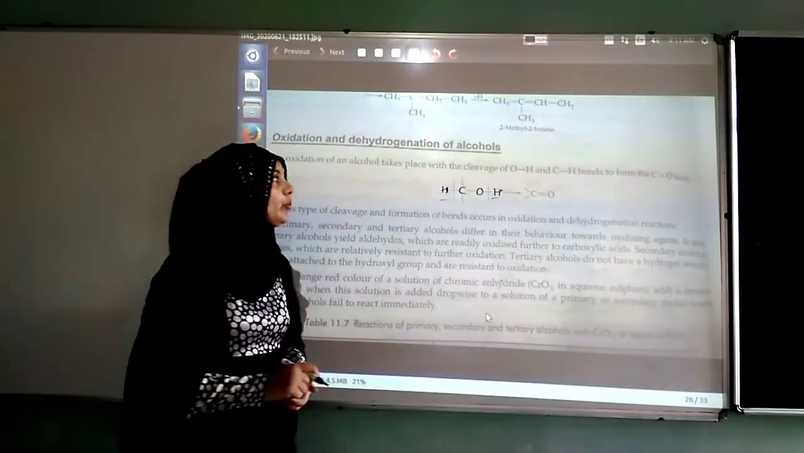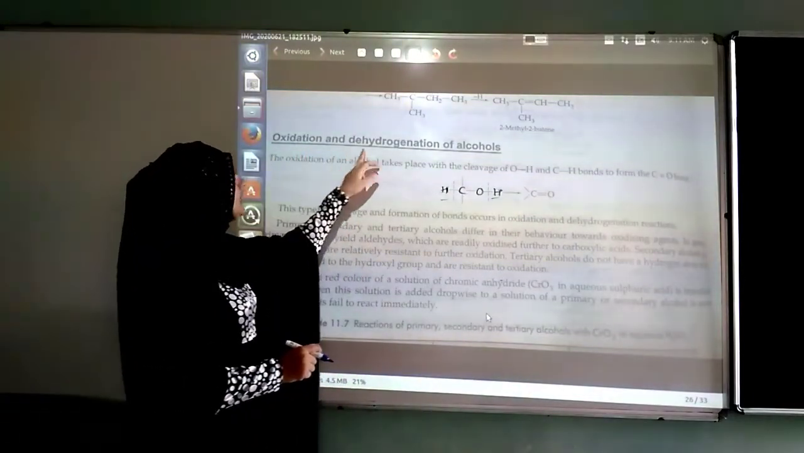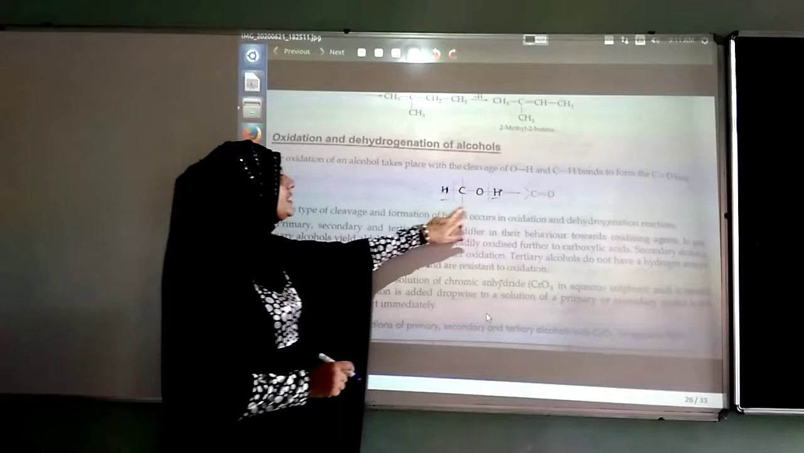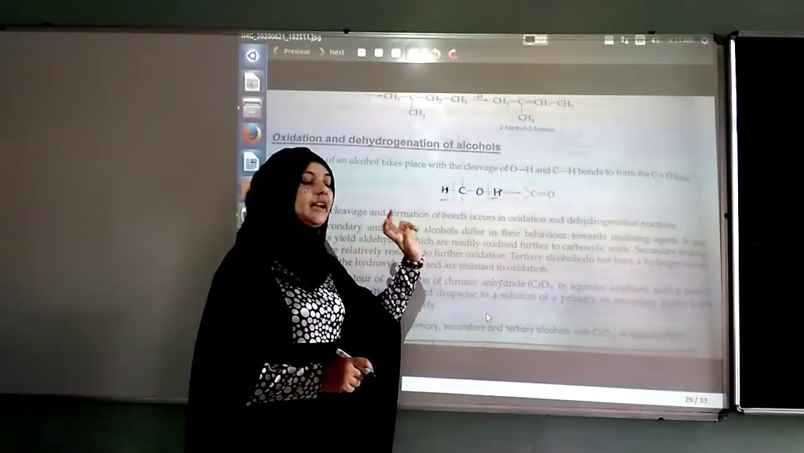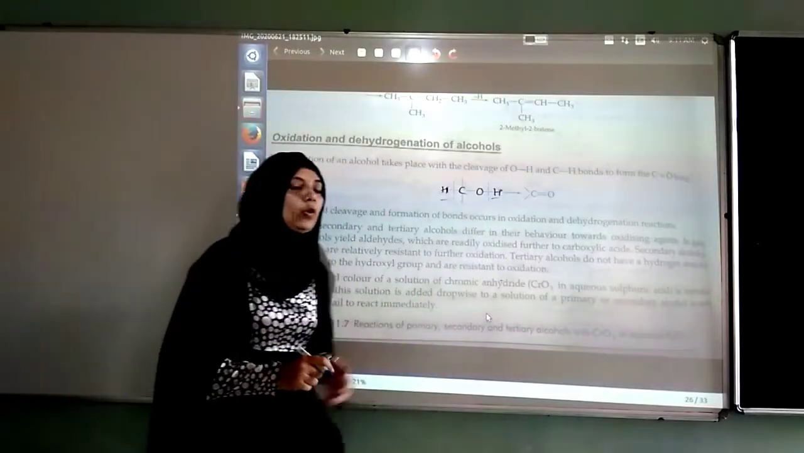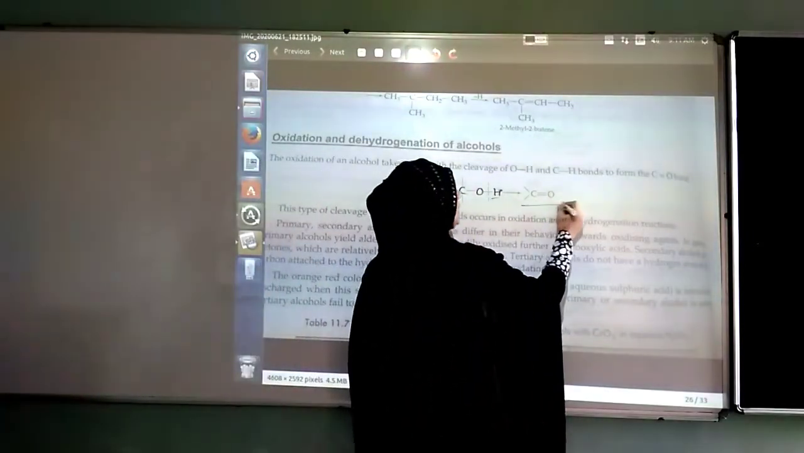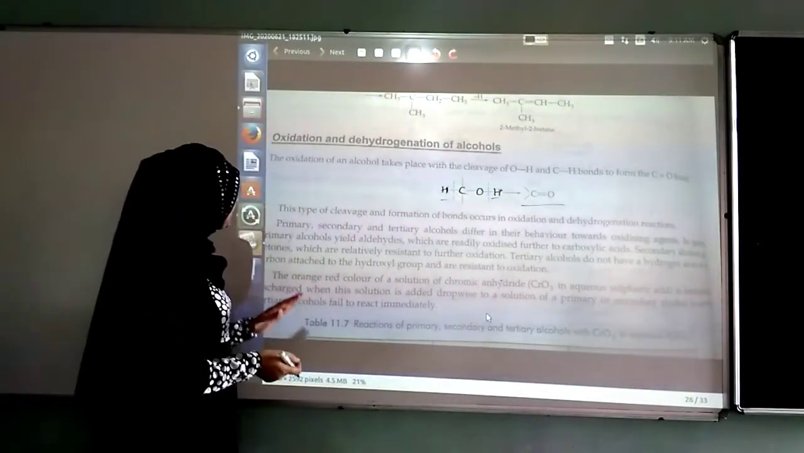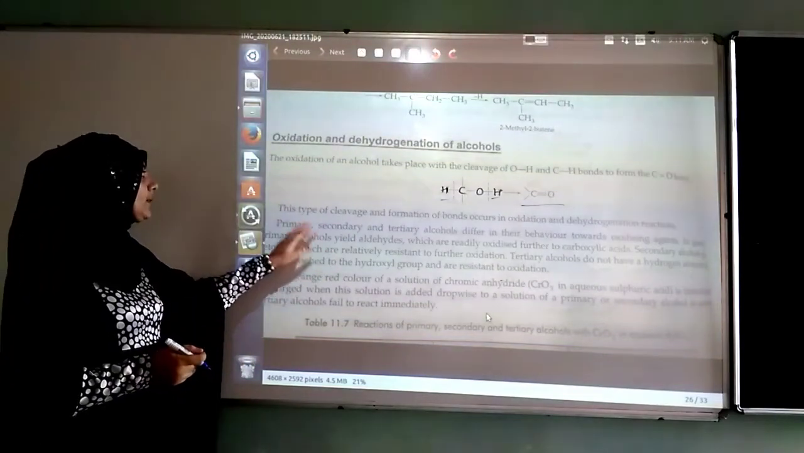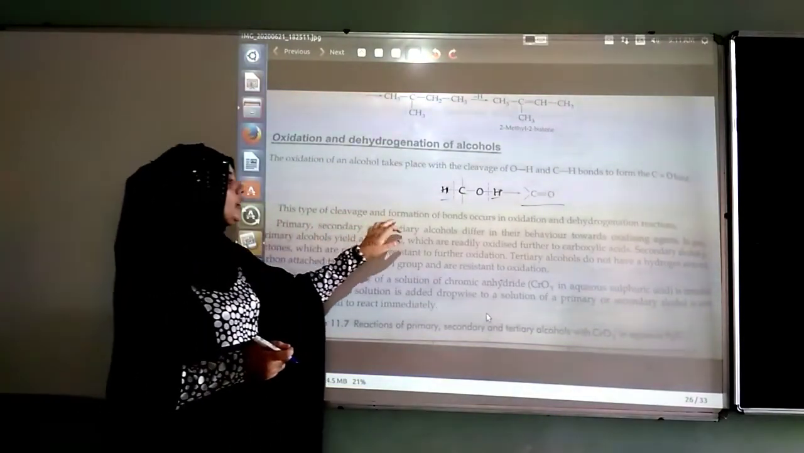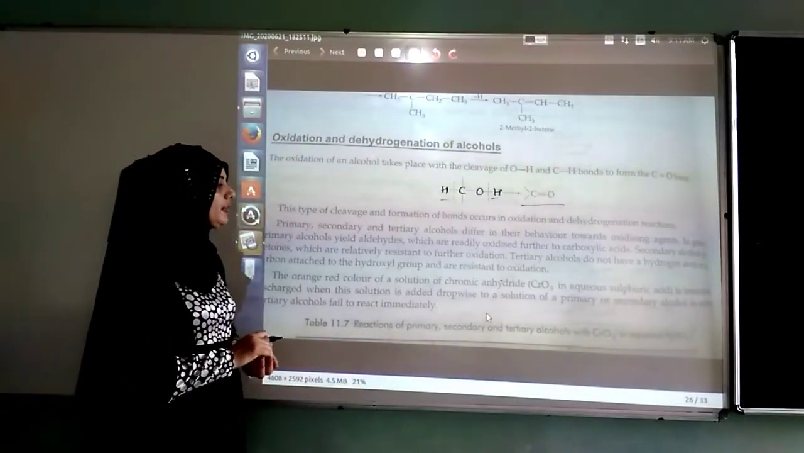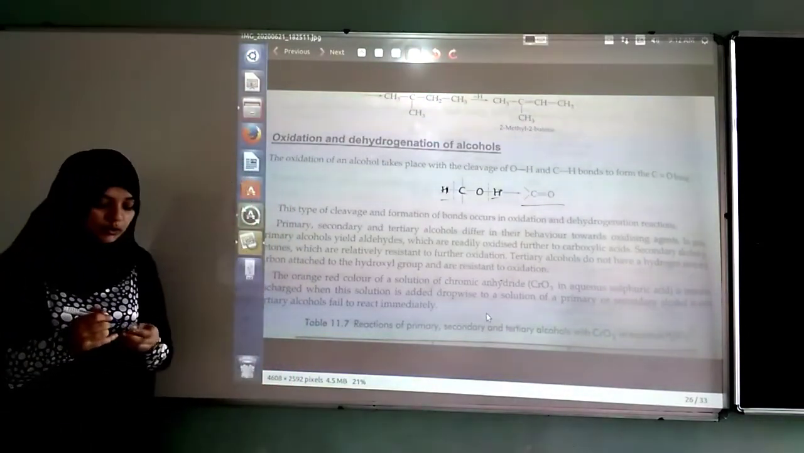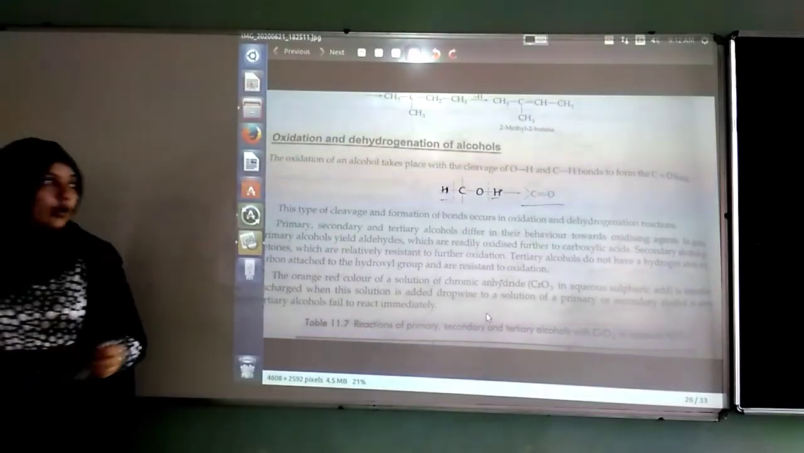a carbonyl group. As we go for say oxidation and dehydrogenation, the cleavage is going to take place from both the sides. HCO वाला bond भी break होगा और OH वाला bond भी break होगा, which is going to come out as a carbonyl group. So dear students, this kind of the reactions are also taking place. This type of cleavage and the formation of the bonds occurs in oxidation and dehydrogenation reactions. You can also use the required material in order to have the cleavage.